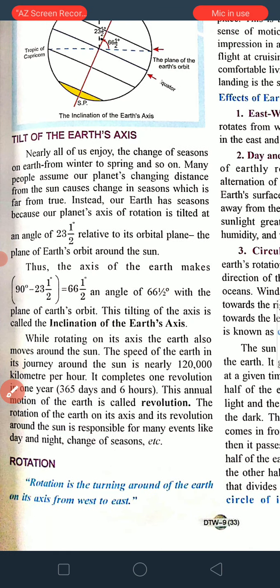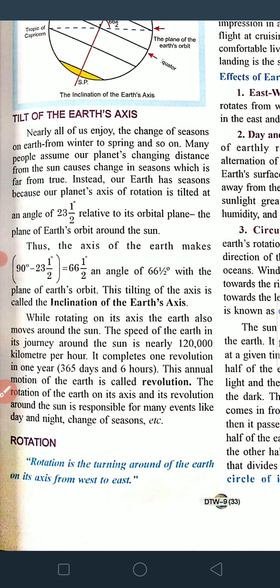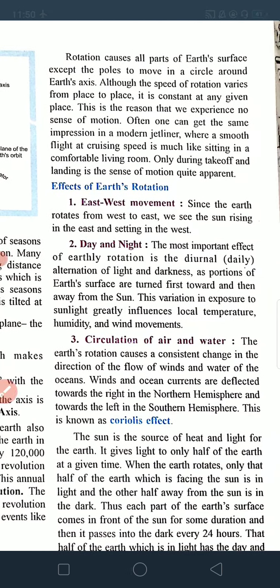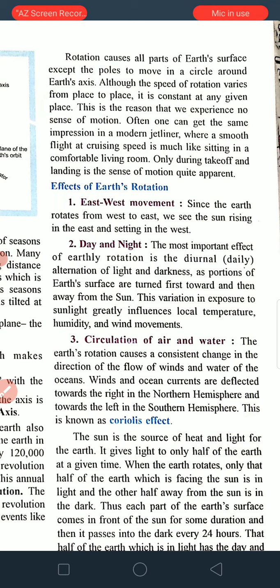Now coming towards what is rotation. Rotation is the turning around of the earth on its axis from west to east. So the direction of rotation क्या है? West to east. That is very important to be remembered. In the previous chapter we also studied that because of this west to east rotation, the time in the eastern hemisphere runs ahead of the prime meridian, है ना. Prime meridian से आगे time चलता है because of this west to east rotation.